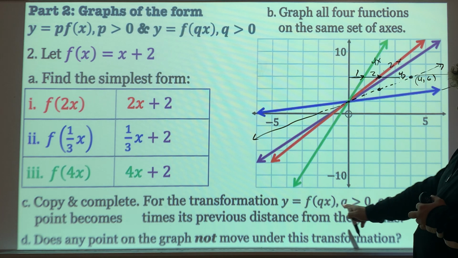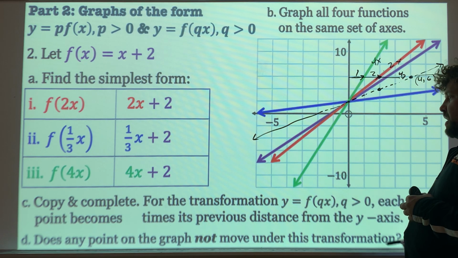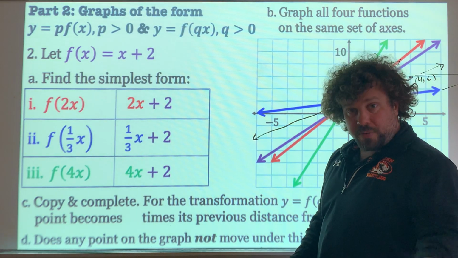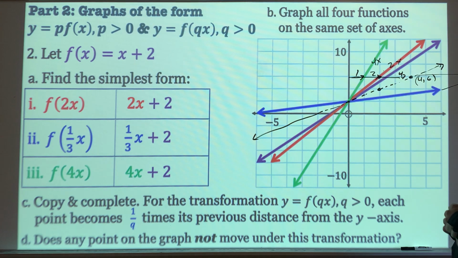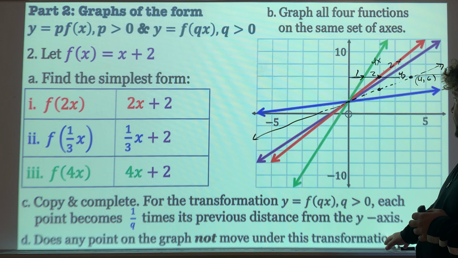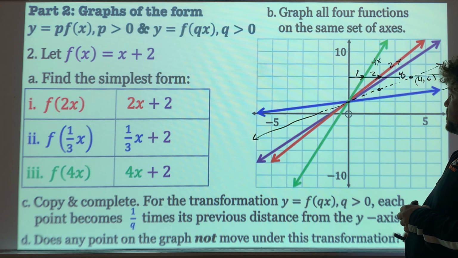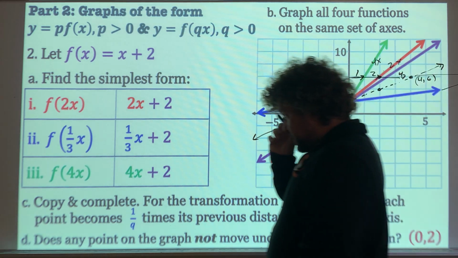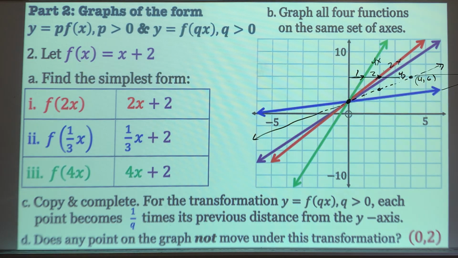So for the transformation, when it's on the inside of dilation, each point becomes not q times the previous distance, but the reciprocal of q, 1 over q times the previous distance from the y-axis. Does any of these points not move under the transformation? 0, 2. This point right here is not going to move under transformation. Okay? Got that? Because it's where it intersects the y-axis. So wherever it intersects the y-axis, that's the point that doesn't move.